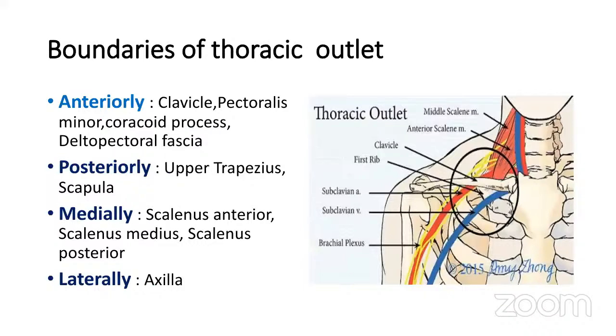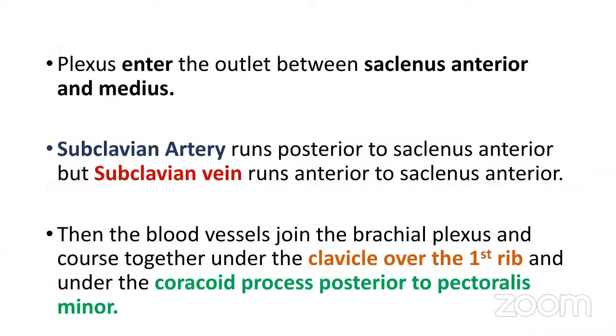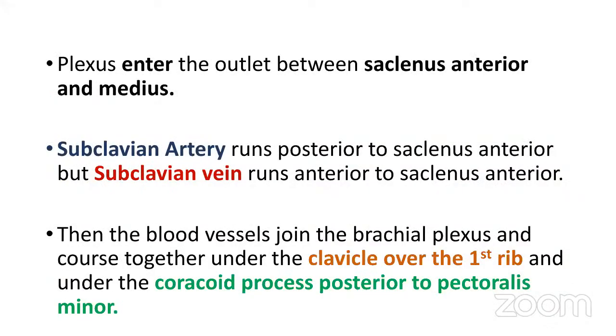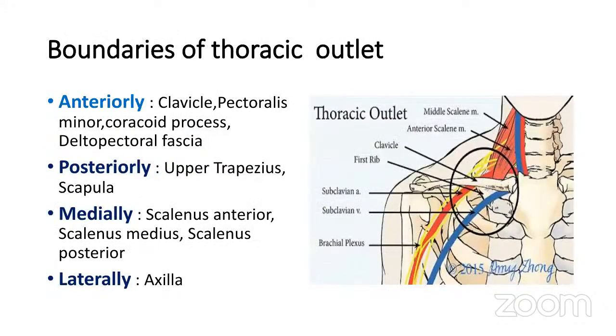So in the interscalene triangle, only two structures pass: the brachial plexus and the subclavian artery. Subclavian vein is not part of the interscalene triangle. We will see it later. Then the blood vessel joins the brachial plexus and they course together under the clavicle and over the first rib, then under the coracoid process and posterior to pectoralis minor muscle.